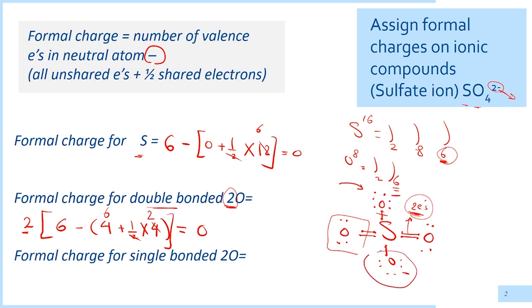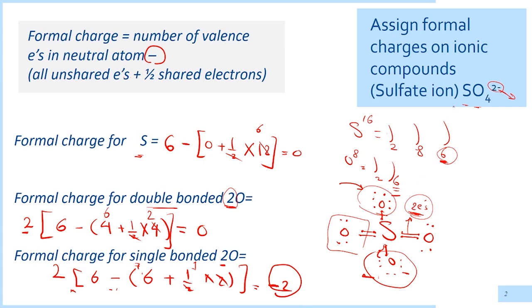Now we need to calculate the formal charge on the singly bonded oxygens. I will calculate it on this oxygen, then multiply it by 2 because those are 2 identical atoms. Then I have 6 valence electrons minus, and I have 1, 2, 3, 4, 5, 6 unshared electrons, plus half the shared electrons, which are 2 electrons. We cancel this 2 with this 2, so I have 1 plus 6 is equal to 7. So 6 minus 7 is equal to minus 1. Minus 1 multiplied by 2 is equal to minus 2. This is the minus 2 we usually write on the top of the sulfate ion.